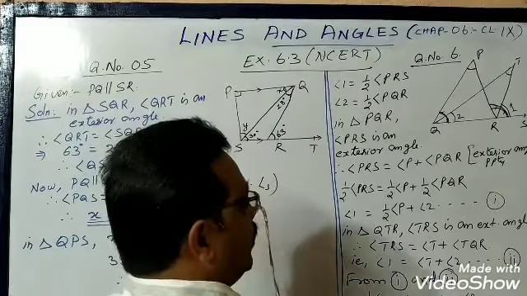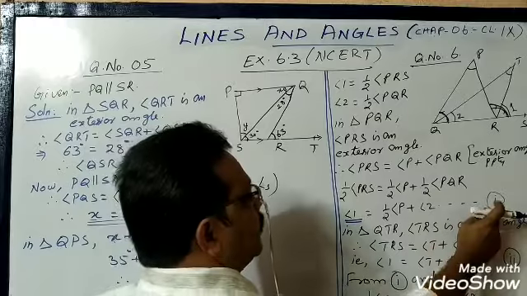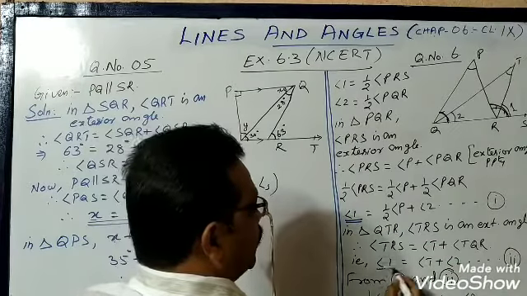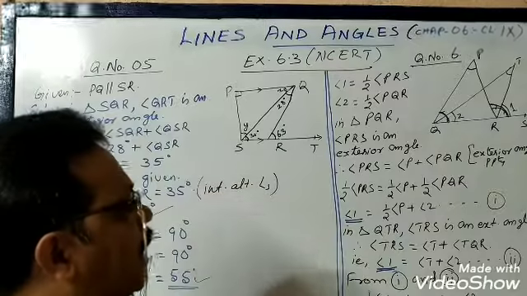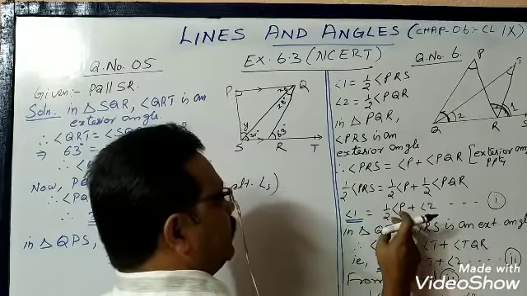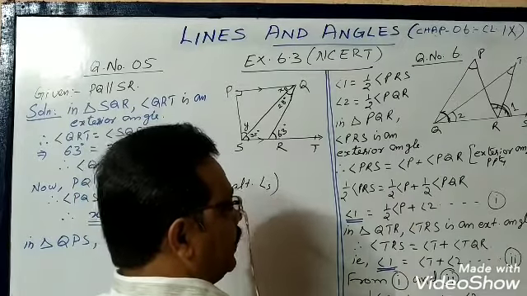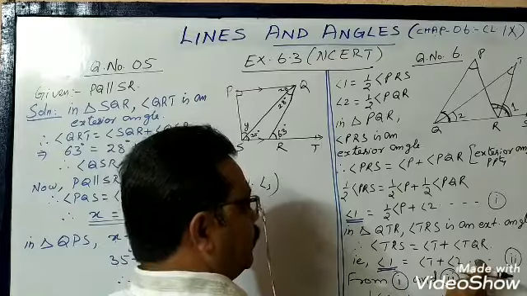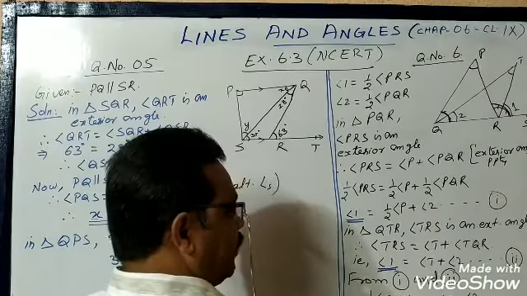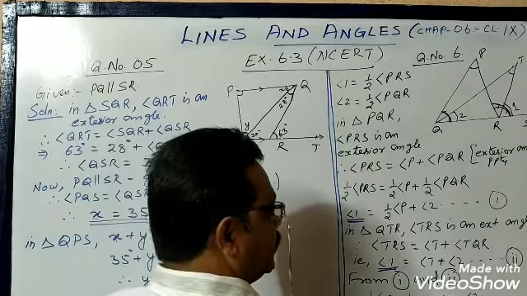From relations 1 and 2, what can we conclude? In equation 1, the LHS is angle 1, and in equation 2, the LHS is also angle 1. If the LHSs are equal, then the RHSs will be equal. So half angle P plus angle 2 is equal to angle T plus angle 2. Now, the same quantities can be cancelled. Angle 2 and angle 2 cancel. Therefore, angle T is equal to half angle P. This is what we have to prove.